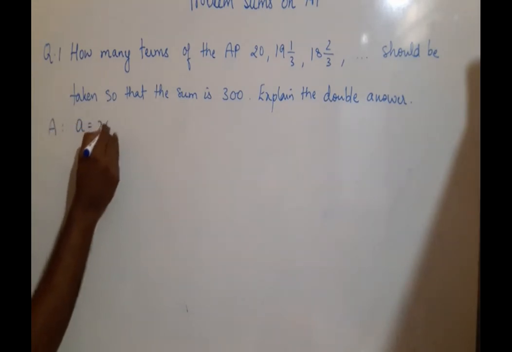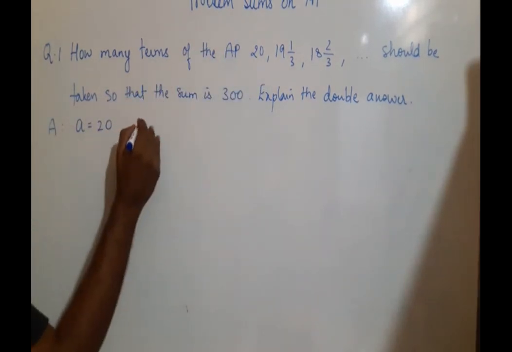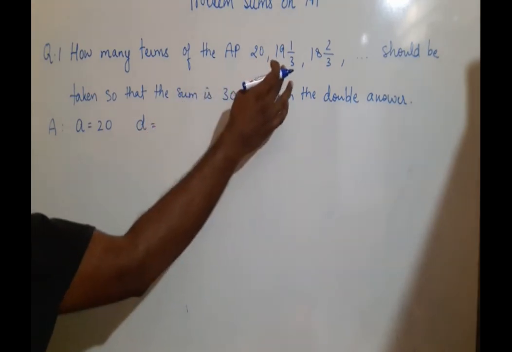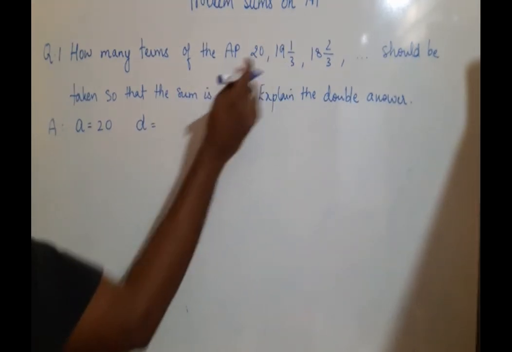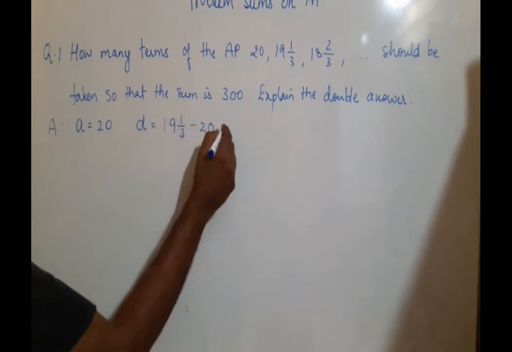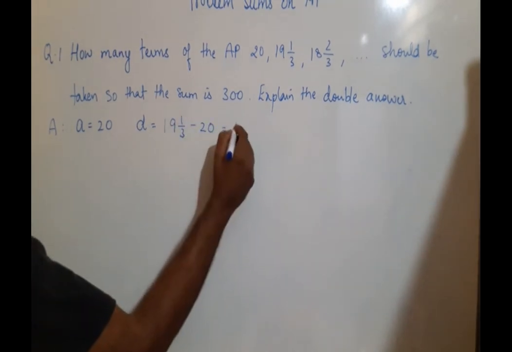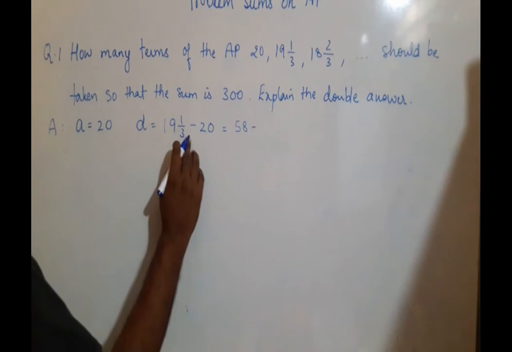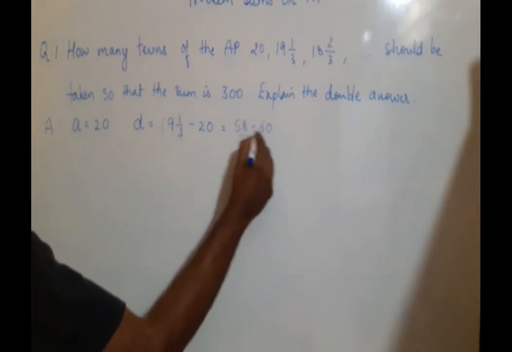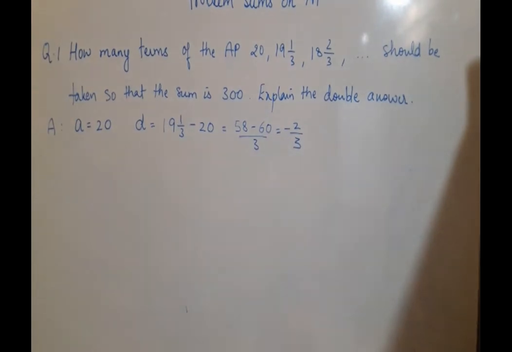A is equal to 20. It is given A is equal to 20. Then the common difference D can be found out by subtracting the first term from the second term. So 19 1/3 minus 20. We got 19 threes are 57 plus 1, 58. So 58 minus 3 twenties are 60, upon 3, equal to minus 2 by 3. So here we have the first term A is equal to 20 and the common difference equal to minus 2 upon 3.